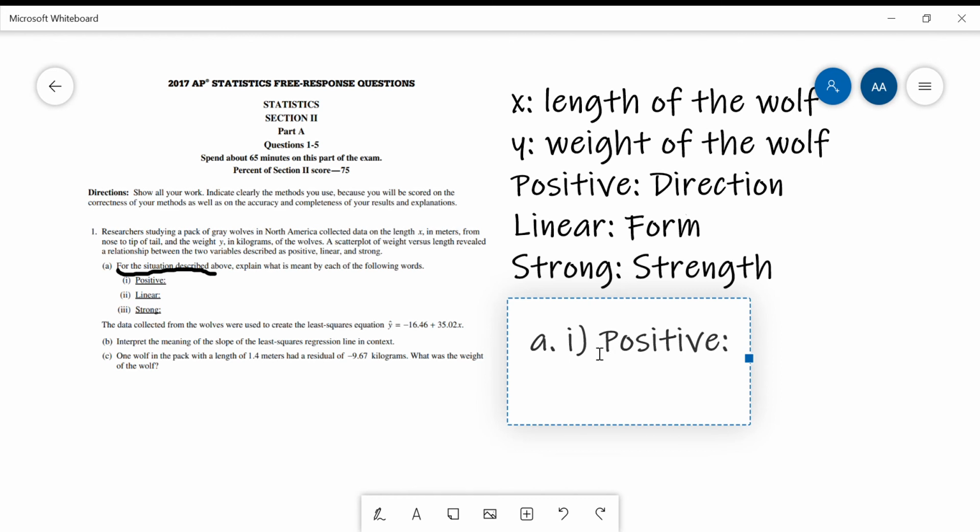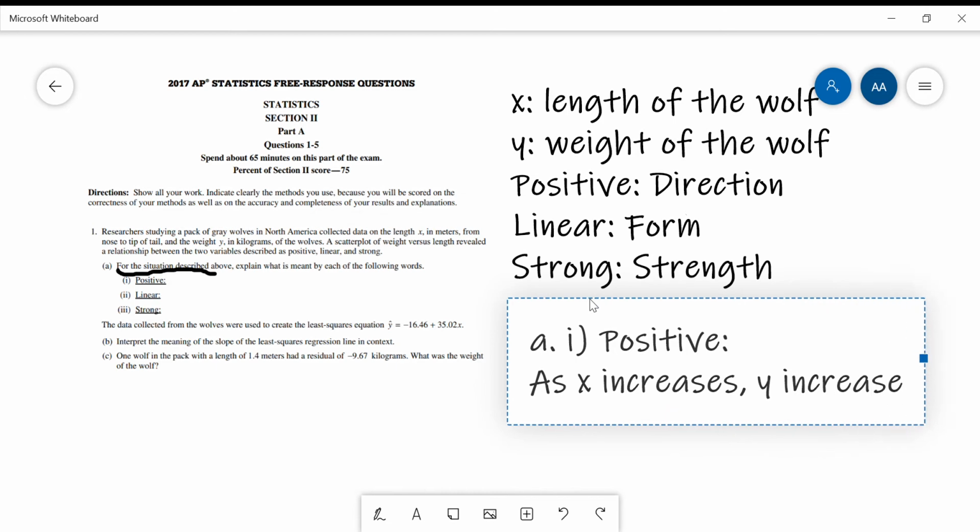And basically what this question is saying, in a more simplified version, explain in context what is positive. So basically what we would say is, by the way, I'm going to answer it first out of context, then I'm going to insert context into it. And I'll show what that means if you didn't understand. So basically, the definition of positive is, as x increases, y increases. So that's our basic definition of what positive is.